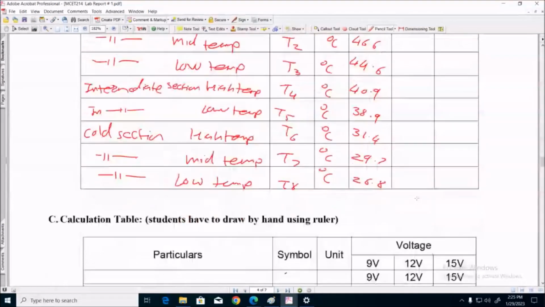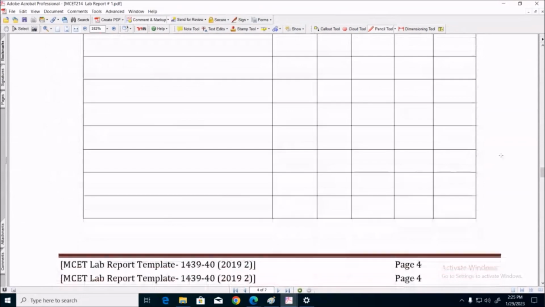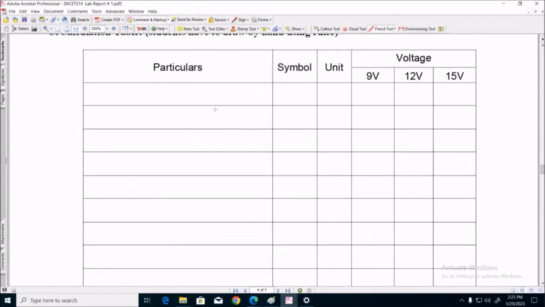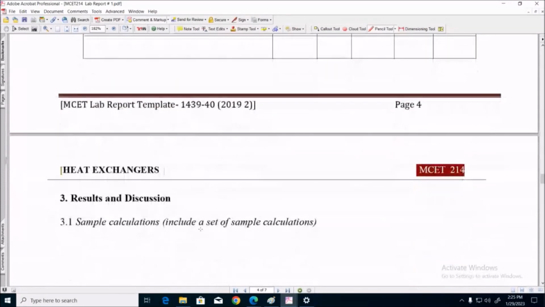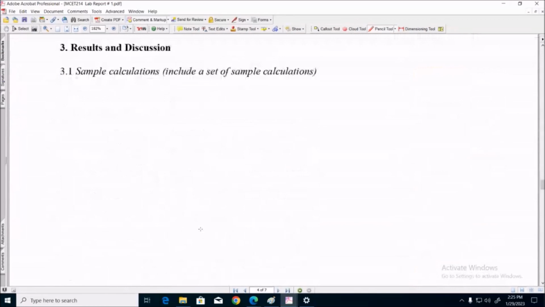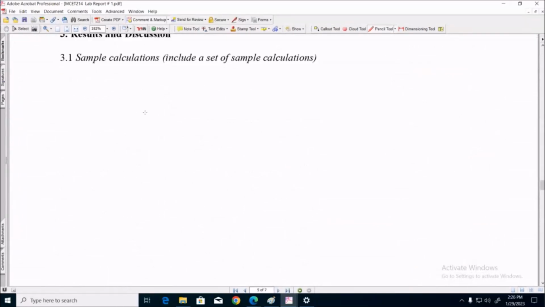Now we'll move to the calculation table. Again the same particulars, so we'll do the calculation also. As per this law, I will explain the calculations. Sample calculation. I will write the formula. So Q is equal to K A dT by dx.